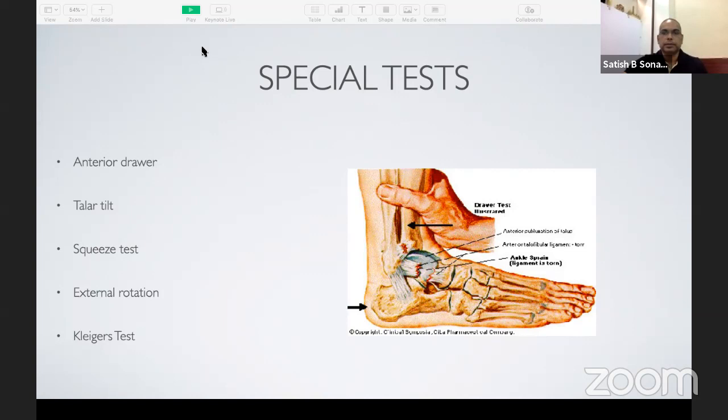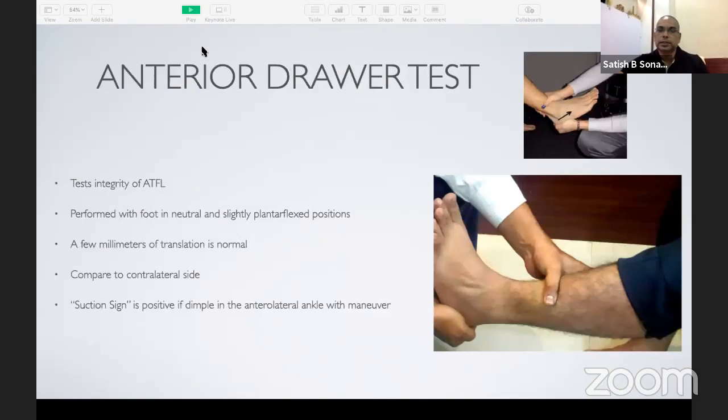The anterior drawer test is the most sensitive and specific test for the anterior talofibular ligament. You have to hold the distal tibia with one hand, and the ankle will be either in neutral or plantar flexion position, and just give an anterior drawer just like we do in an ACL tear, and you will see a soft endpoint as well as a dimple. Here you can see, this is my own patient, where you can clearly visualize the dimple anterolaterally, and this suction sign is the positive indication that there is a tear in the anterior talofibular ligament.